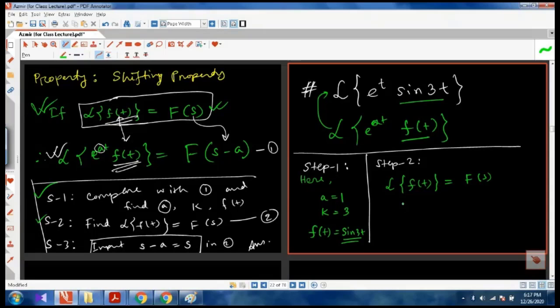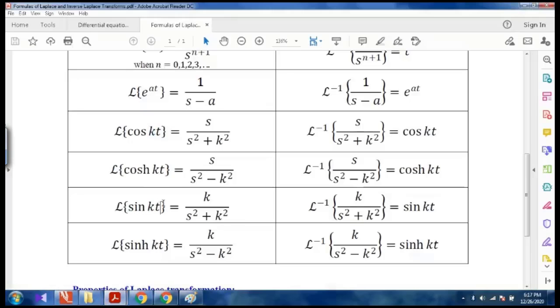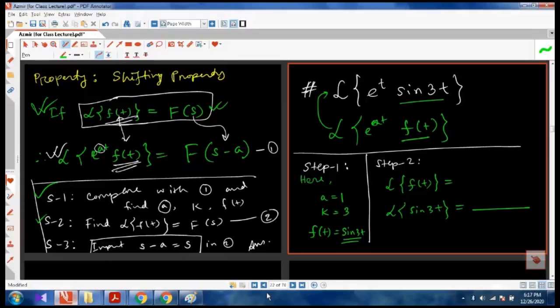We know we have to do it this way. Since our f of t is sine 3t, we are finding this one. So what will be the Laplace transformation of sine 3t? You already know the result. Use the sine kt Laplace transformation. The result will be k by s squared plus k squared, right? Yes, sir. So it will be 3 by s squared plus 3 squared. Have you understood? Yes, sir.